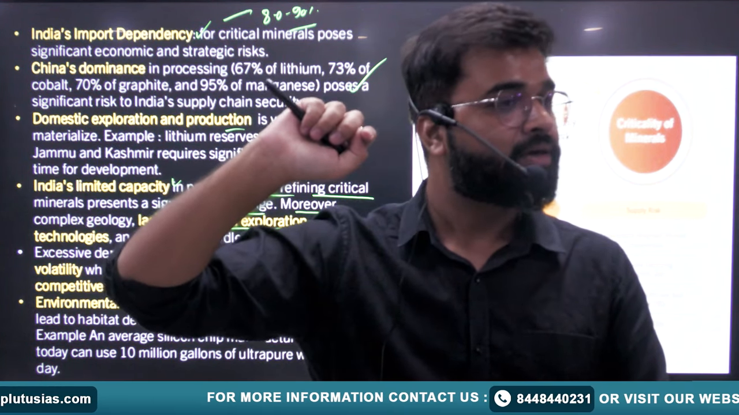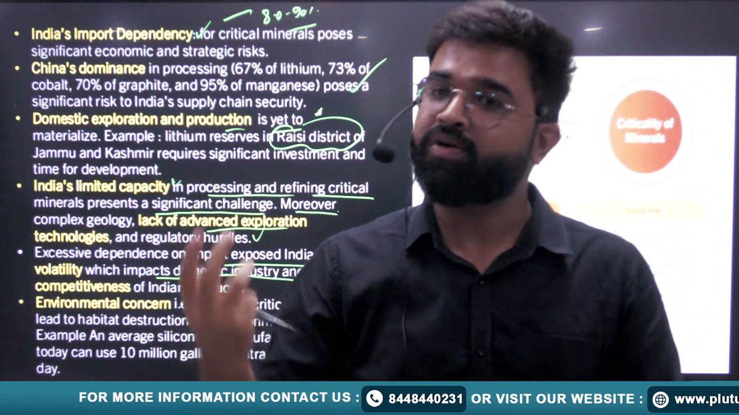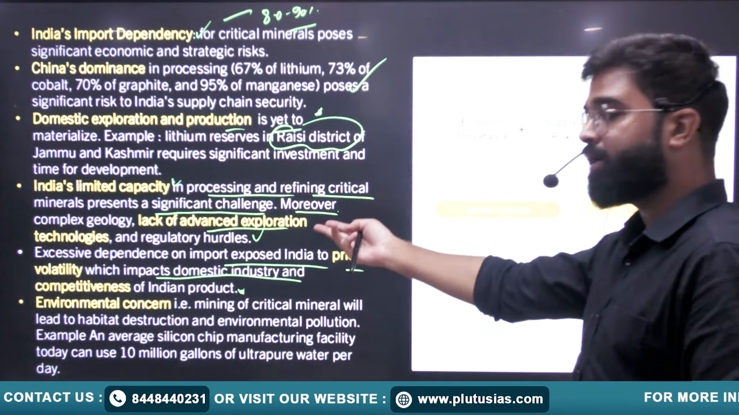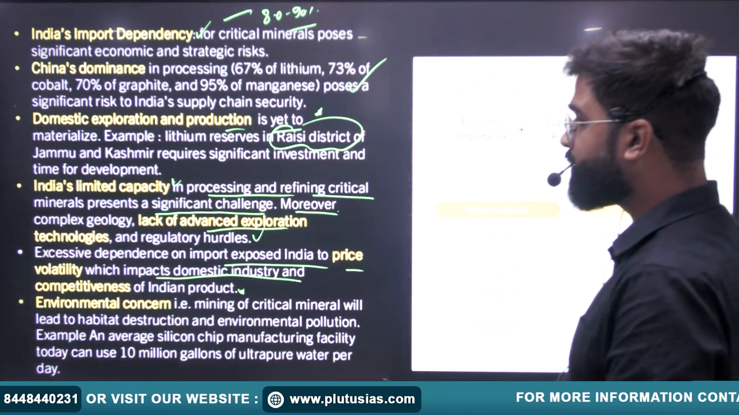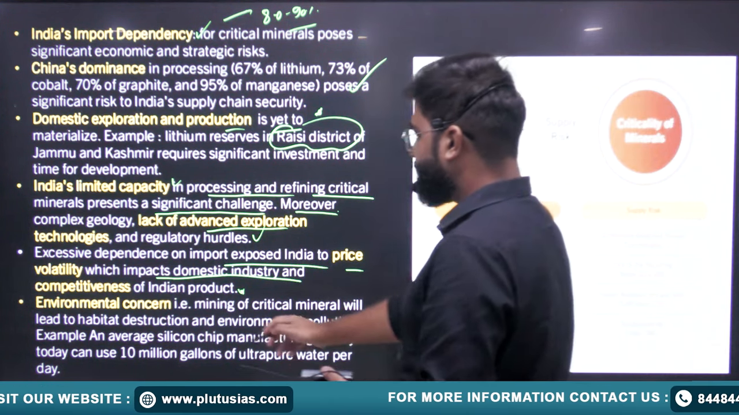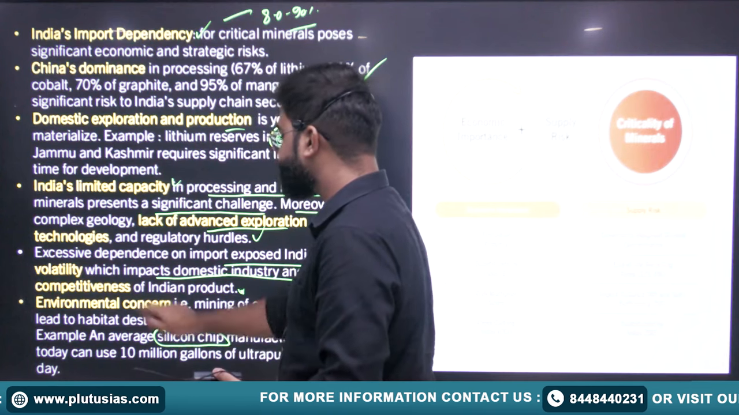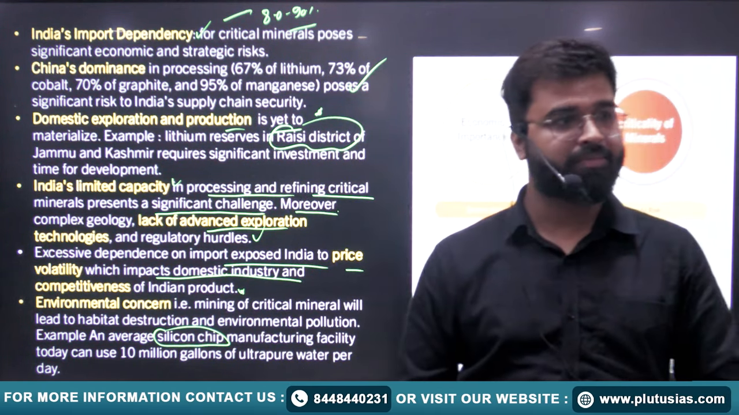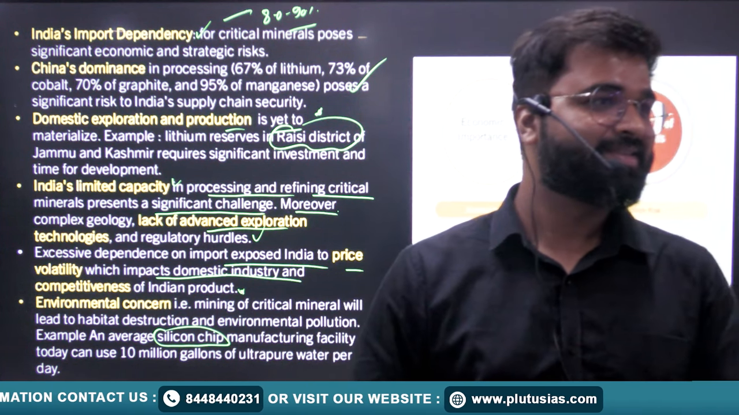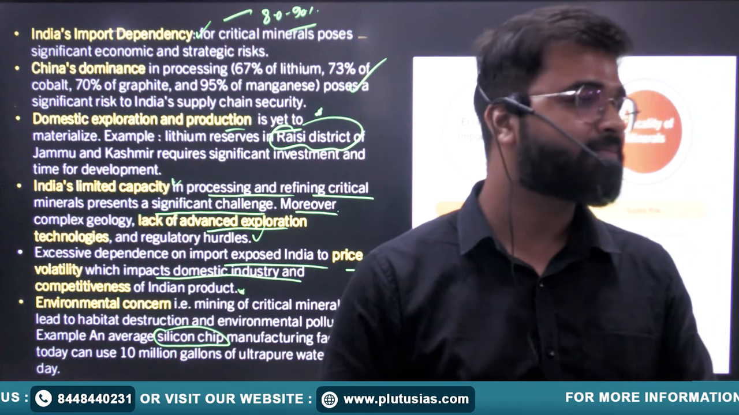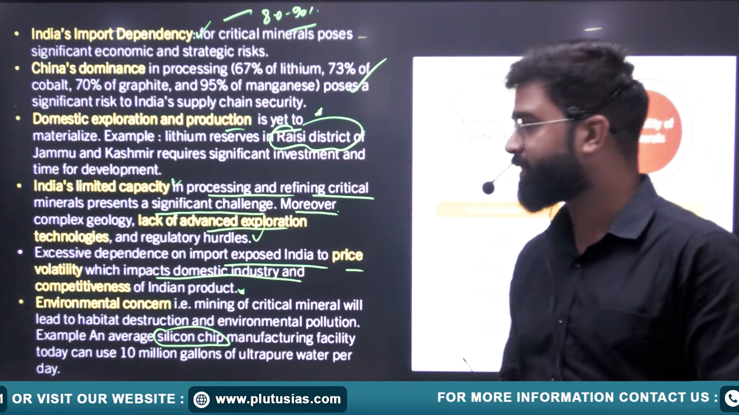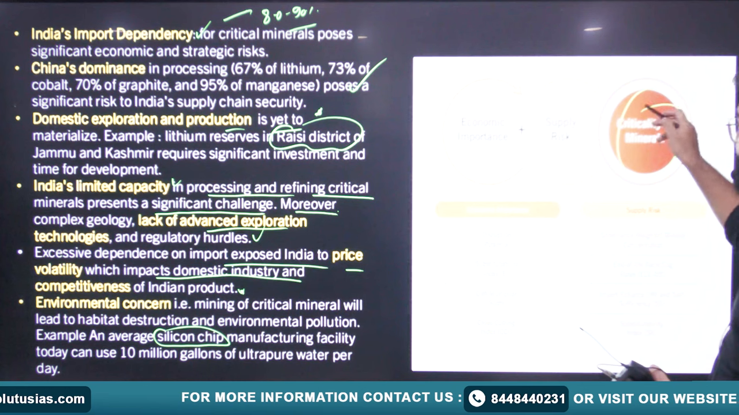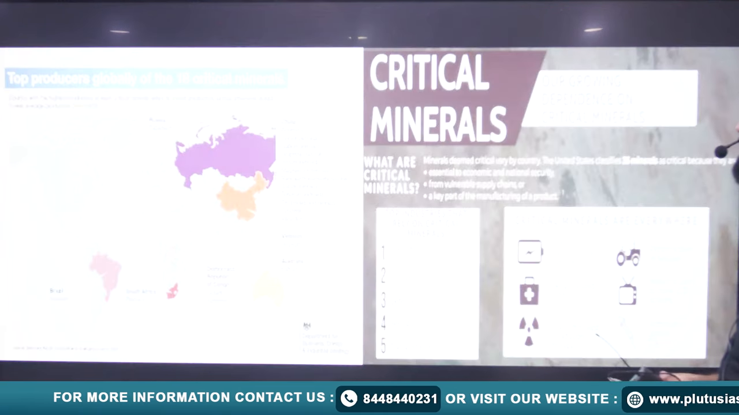You got the idea? The same thing is true with respect to critical minerals as well. That will impact Indian industry and competitiveness of Indian products. Environmental concern hai, that an average silicon chip kitna pani deti hai? 10 million gallons. So environmental concern is another important aspect. Just go with this particular diagram: economic importance, supply, critical minerals. We have already discussed that.